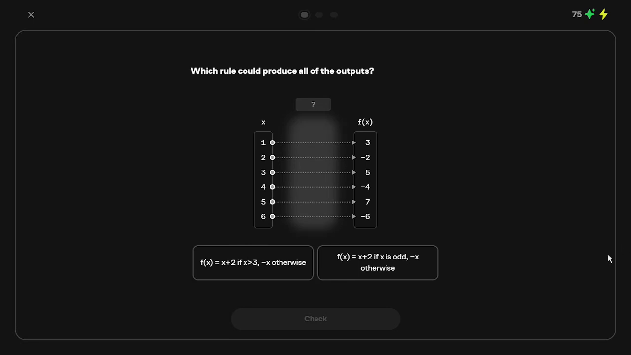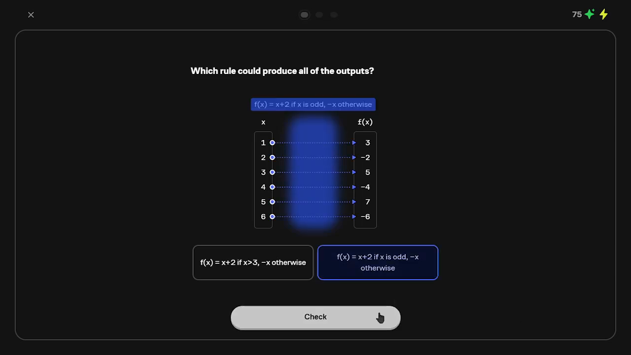So I go back to here. And it's a skill check. So x plus 2 if x is odd, negative x otherwise. That makes sense.